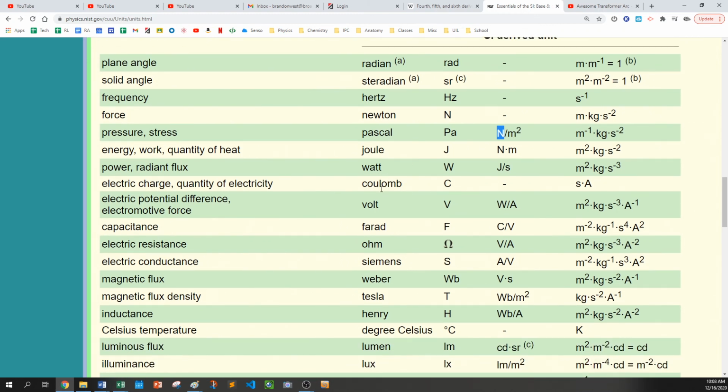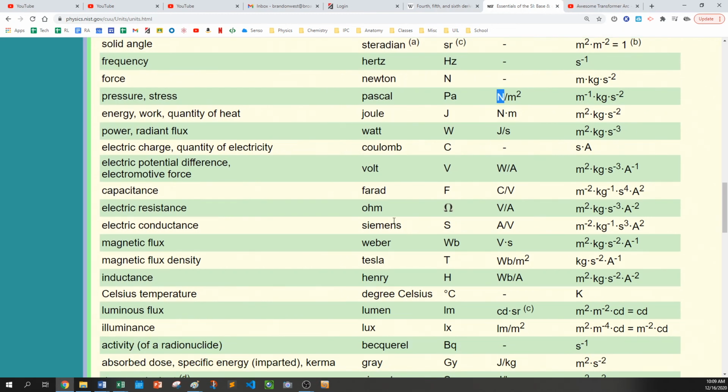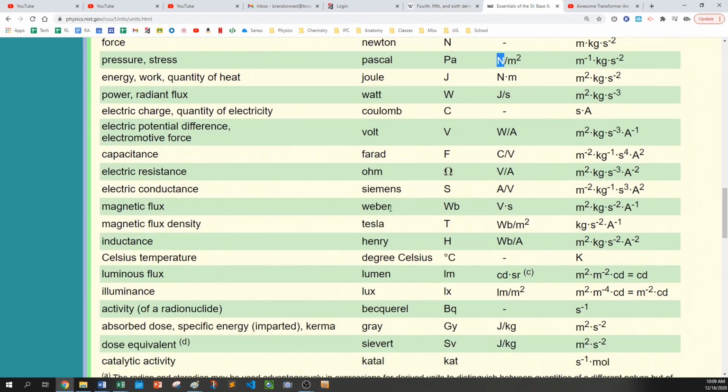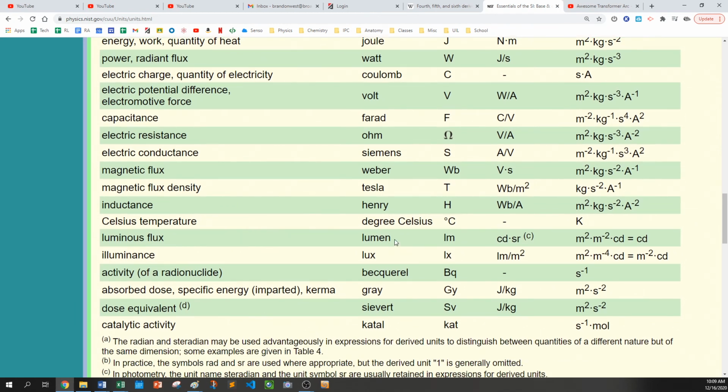That's a coulomb. Magnetic flux, the Weber. So we usually talk about flux density in Tesla. A lumen.